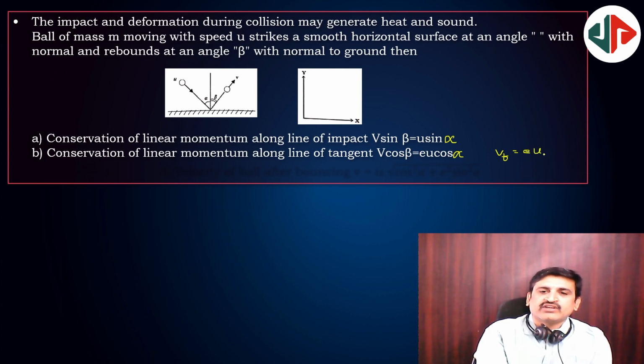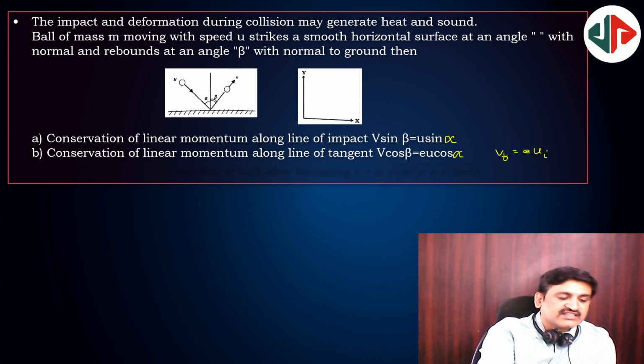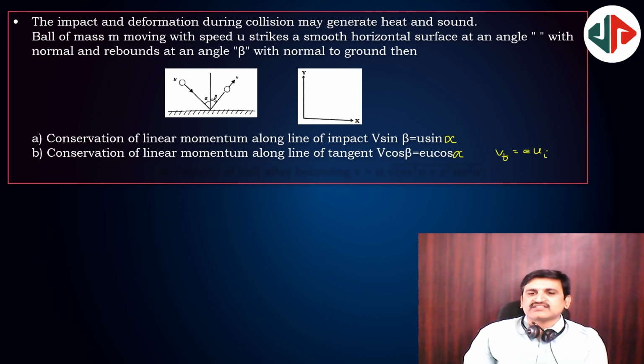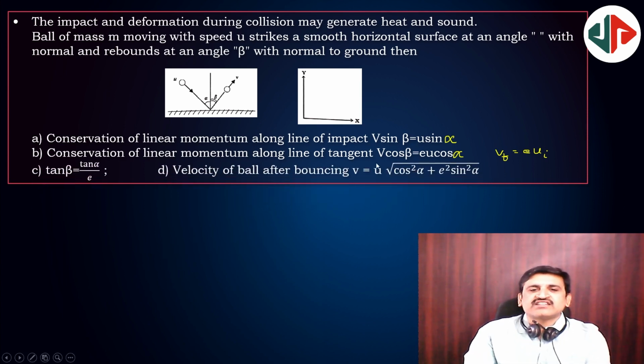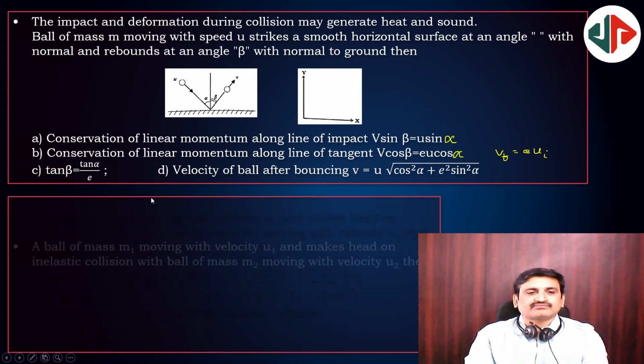Whenever the other body is at rest, you can happily take v final is equal to e u. Next, the final velocity is v cos beta and the initial velocity u cos alpha, hence this comes. The velocity after bouncing v is given by u square root of cos square alpha plus e square sin square alpha. And this is an important relation: tan beta is equal to tan alpha by e. This is the relation between the final angle and the initial angle.